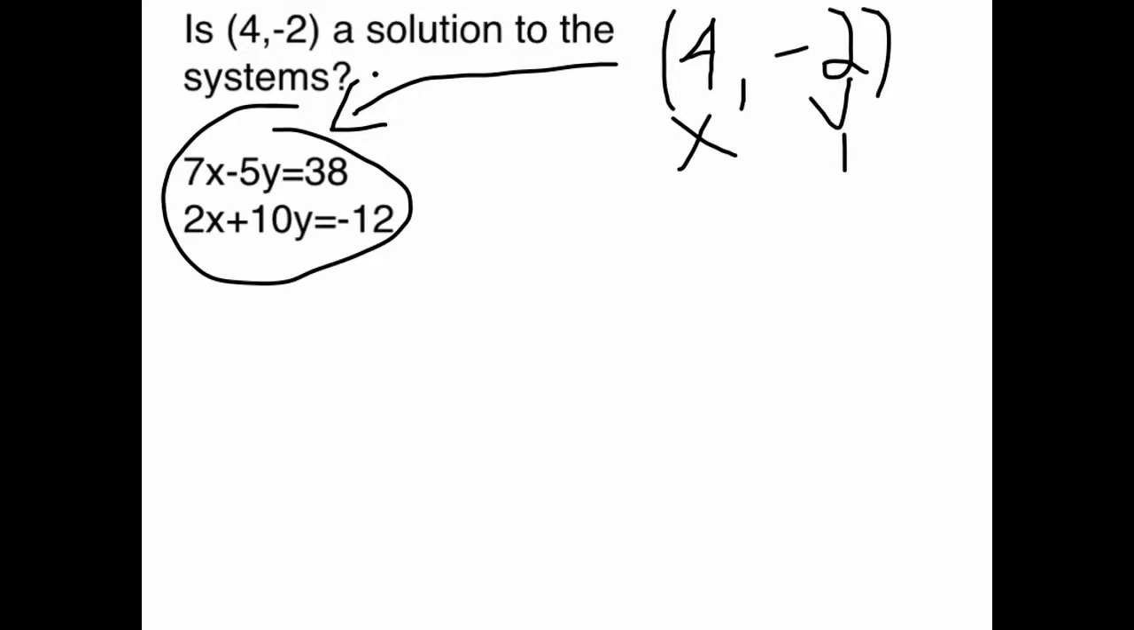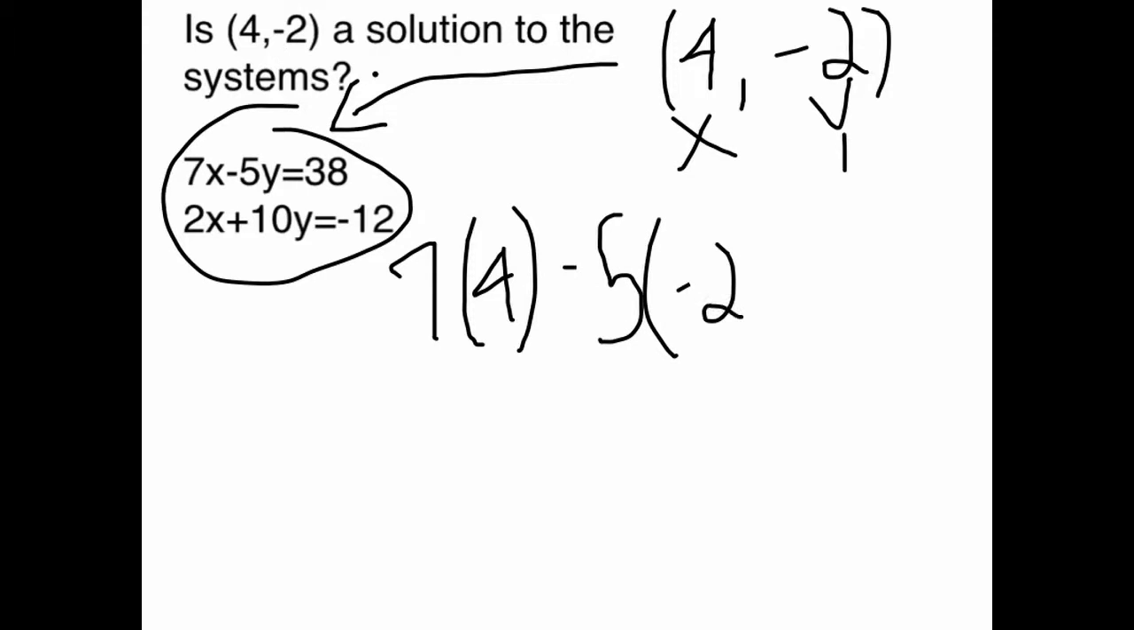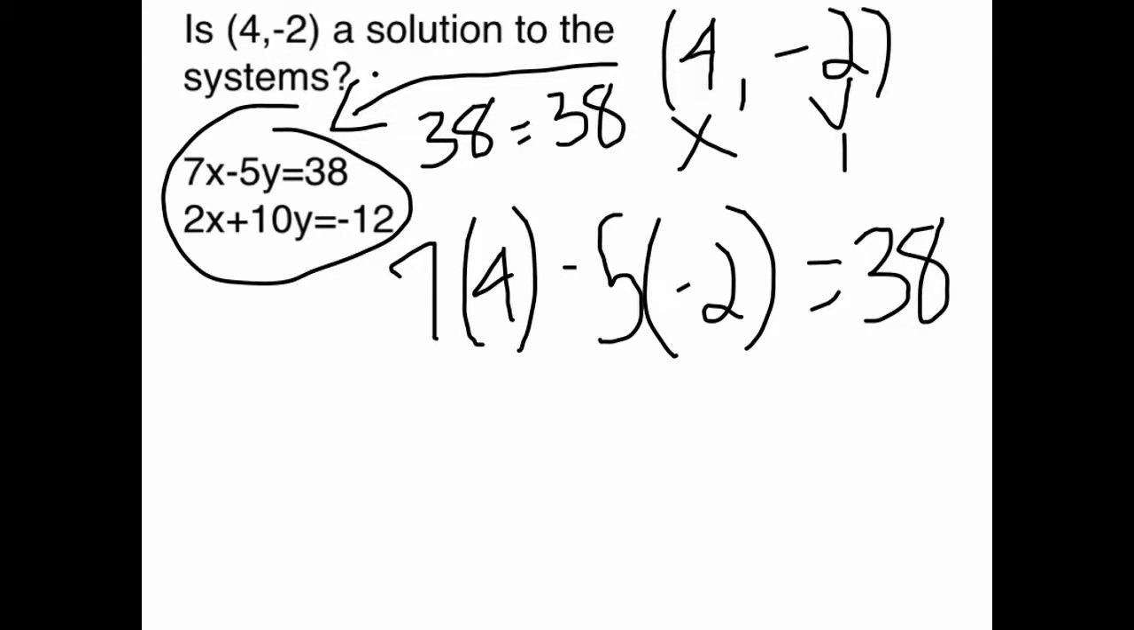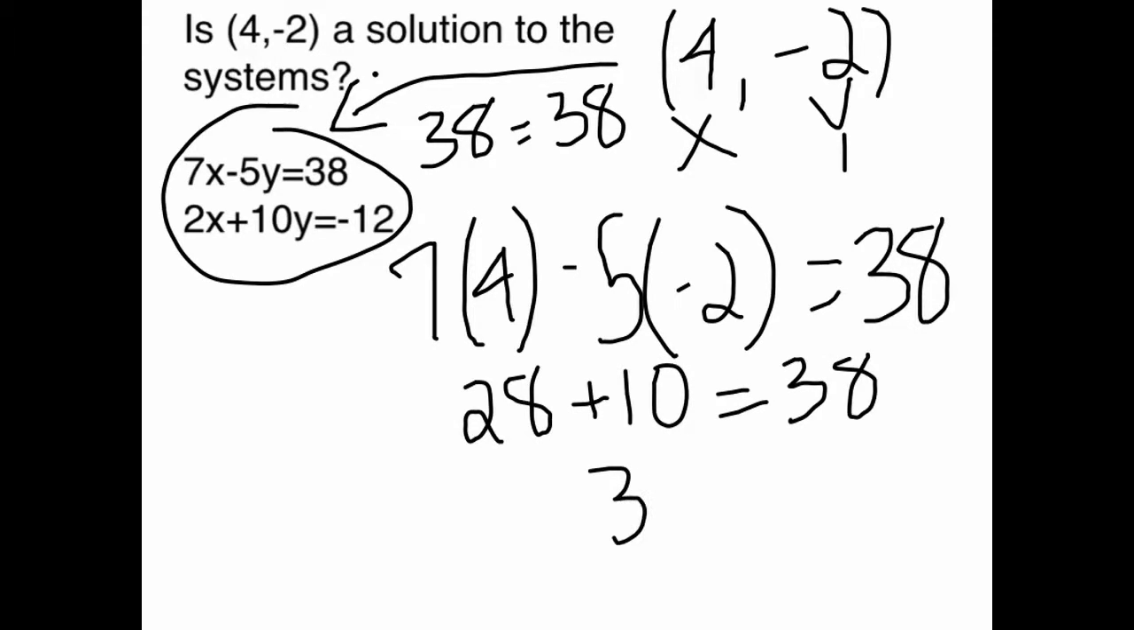Let's try our first equation. So I have 7 times 4 minus 5 times -2 equals 38. Now remember, for this equation to be true, 38 has to equal 38 on both sides. Again, all I did there was plug in 4 and -2 for my variables. 7 times 4 is 28, and -5 times -2 is positive 10, and 28 plus 10 gives me 38, and since both sides equal the same thing, this coordinate pair works for that equation. Now I need to see if it works for my second equation.